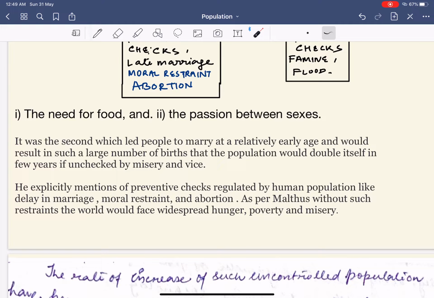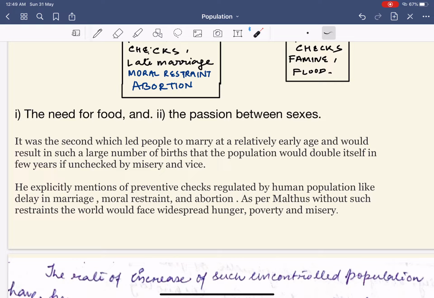Next, he explicitly mentions the preventive checks. What are these preventive checks? Preventive checks are those checks which are regulated by the human population, like delay in marriage, moral restraint. Moral restraint means that people defer having sex, and abortion. Obviously, most of you would know the meaning of abortion. Next, as per Malthus, without such restraint, the world would face widespread hunger, poverty, and misery. It's simple.